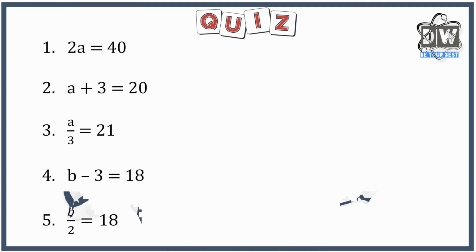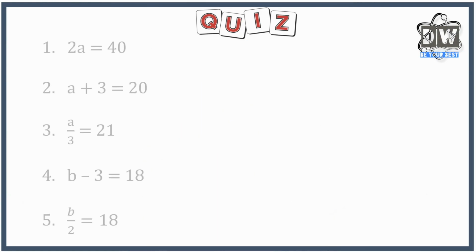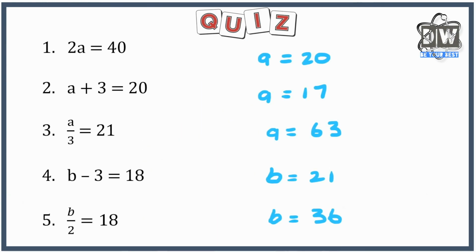All right, so here we go. Our answers are here: a equals 20, a equals 17, a equals 63, b equals 21, and b equals 36. And this is what I did to get those answers.